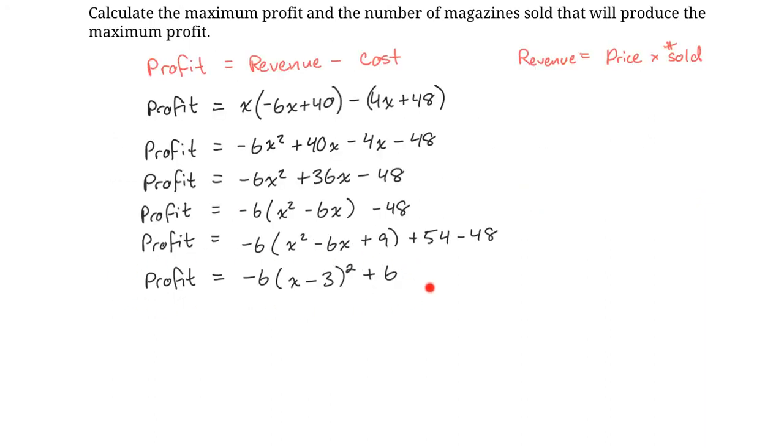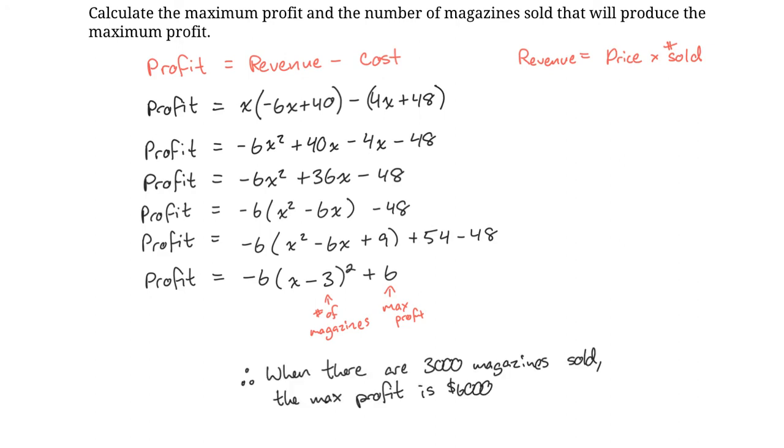So this is what you should have gotten if you converted this equation into vertex form. Our maximum profit is this 6, but remember it's in thousands. And the number of magazines produced at that max profit is this. So this means that when there are 3,000 magazines sold, the maximum profit is $6,000.